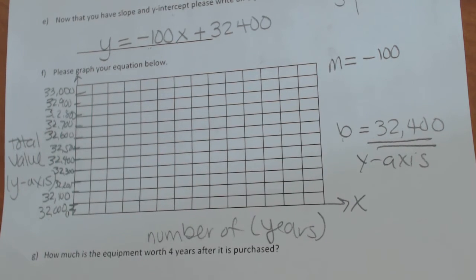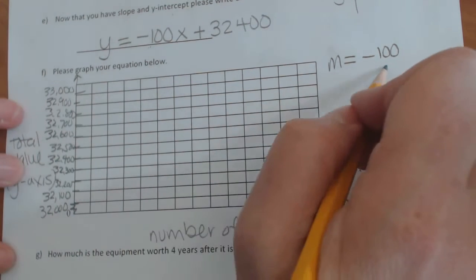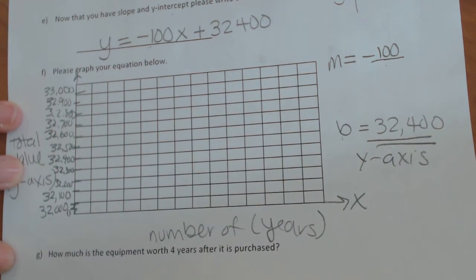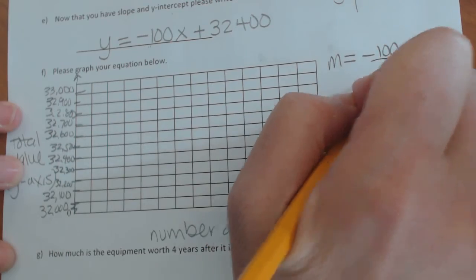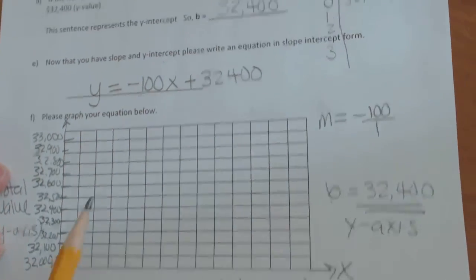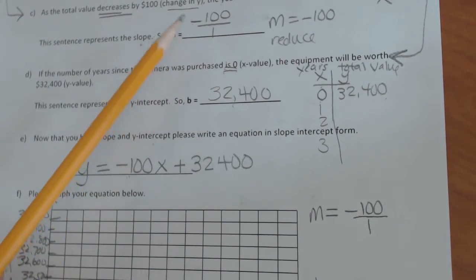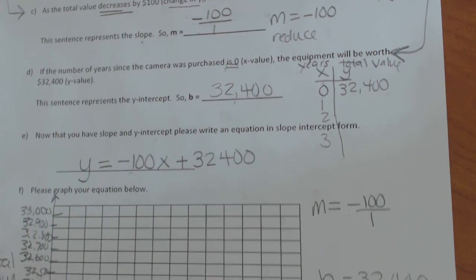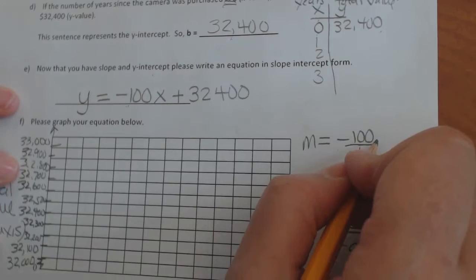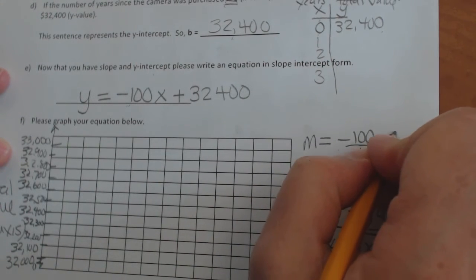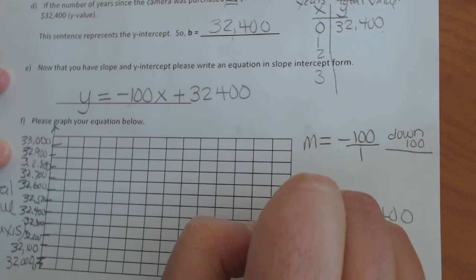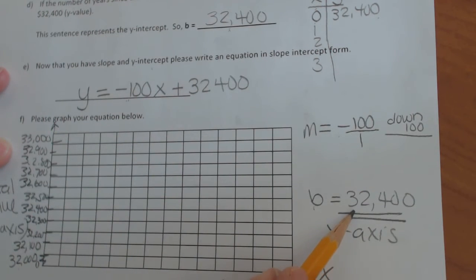Now here's the other thing. We're going to have to do a slope. Our slope is how much we go up or down, and then how much we go right or left. So I'm bringing this original negative 100 over 1 value back because we're going to be using it. Okay, so this negative on top means that we're going to be going down 100. That's what that means.